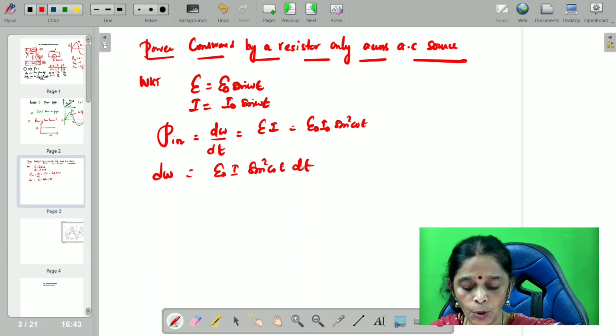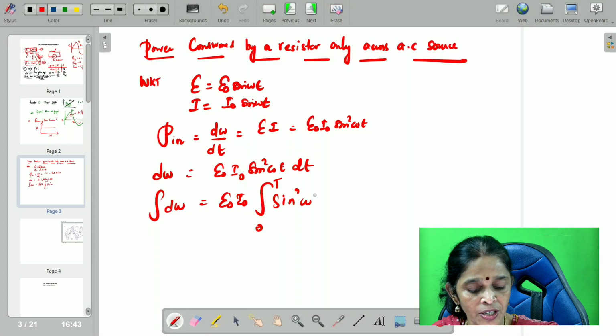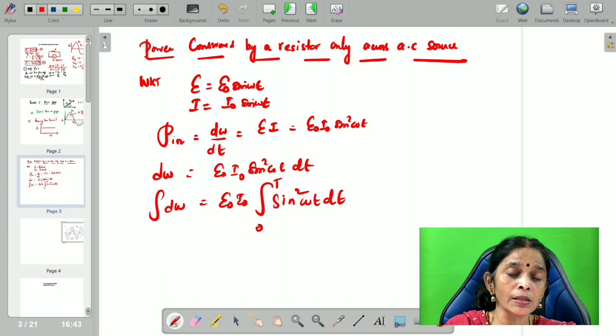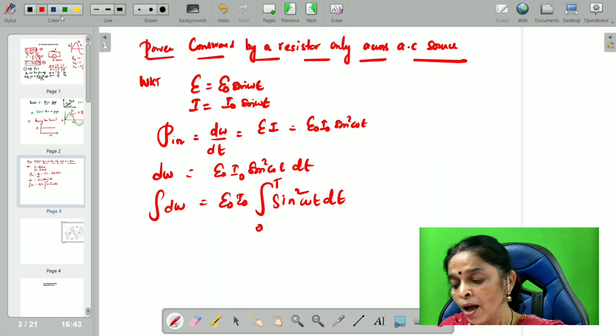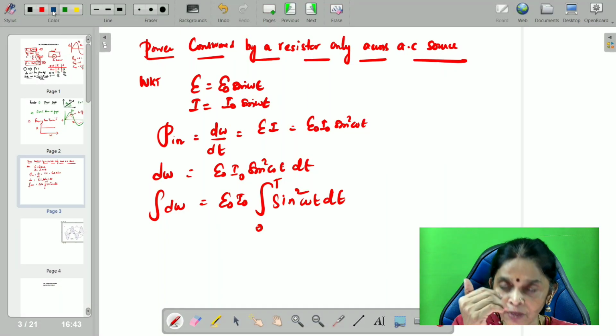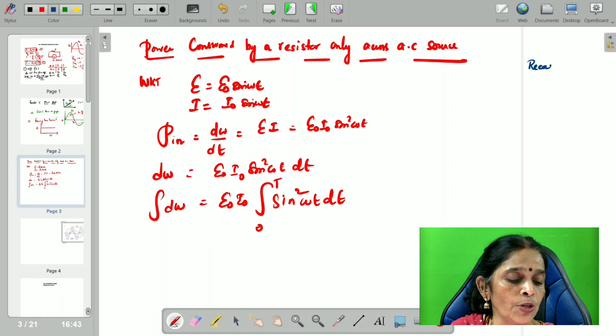Now I'm going to integrate on both sides. Integral dW is equal to E naught I naught into integral 0 to t sine square omega t dt. Already in the previous class, I have told you about the integral of sine square omega t, but now I am giving you a recap. So in mathematics, just to have a recap of this.